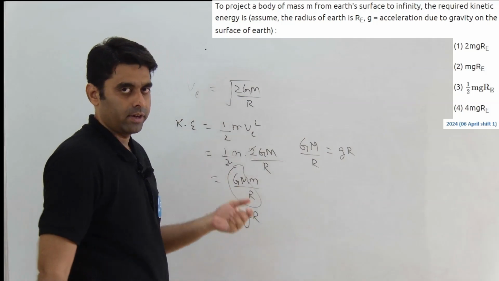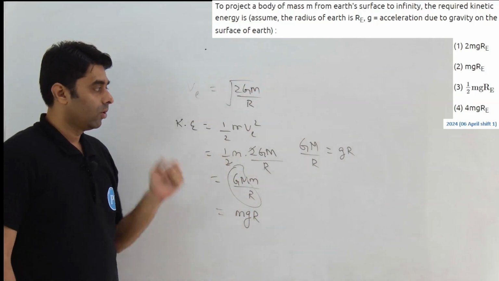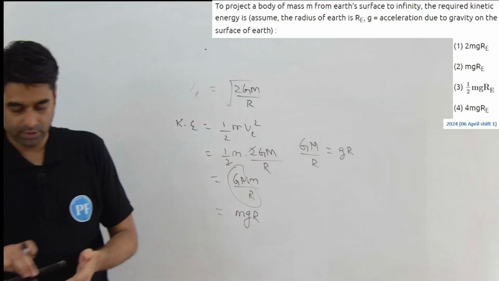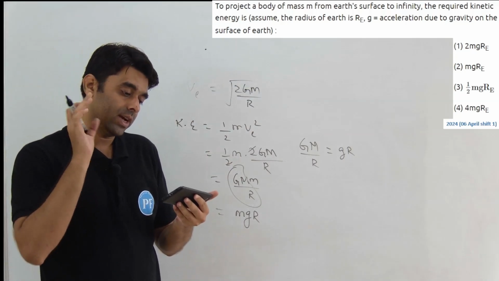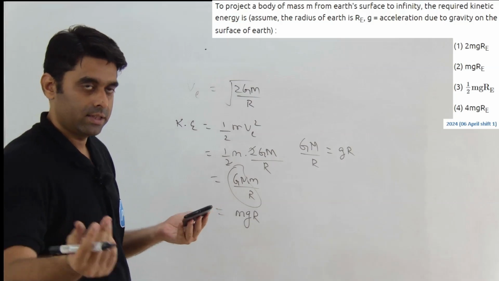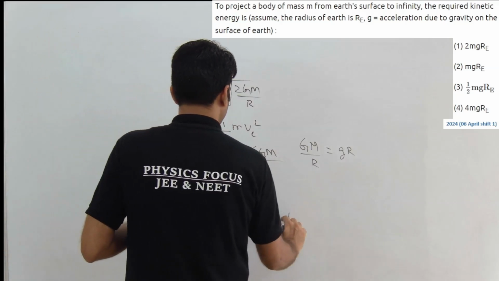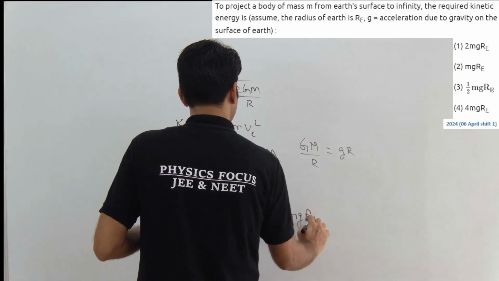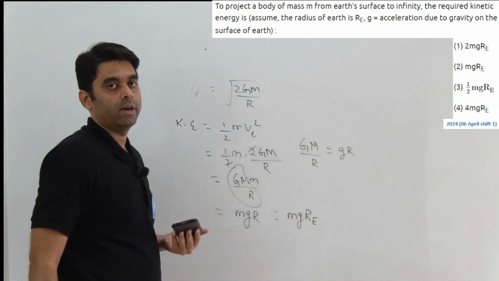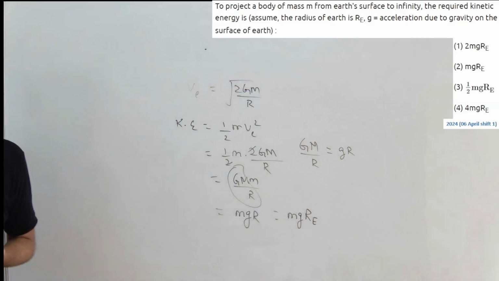And R is the radius of Earth. You can check the options. I'll check it for you. mgRe, they have given in terms of Re. Re is taken as the radius of Earth. Fine. So, mgRe, option number 2 will be our correct answer. Let's move ahead.